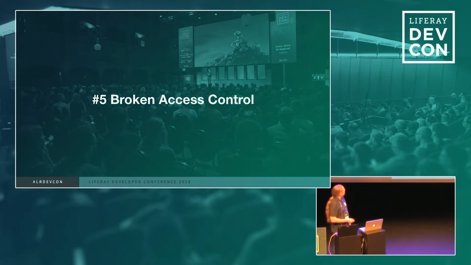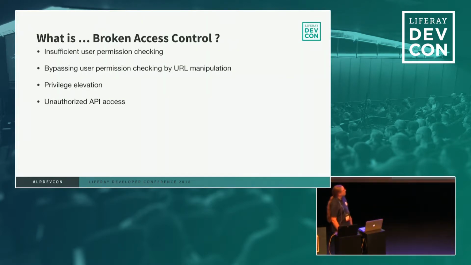Okay, number 5, broken access control. So this can take many forms, really. You have insufficient user permission checking, or you can be bypassing it by manipulating the requests to the system. You can have privilege elevation, which means assigning yourself more permission than what you have been given. But it can also be unauthorized access to the API by some client, so not user-centric.